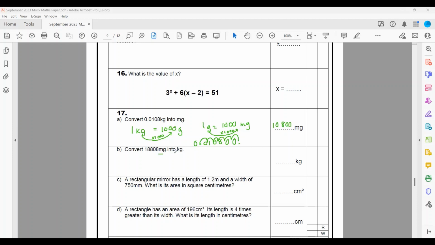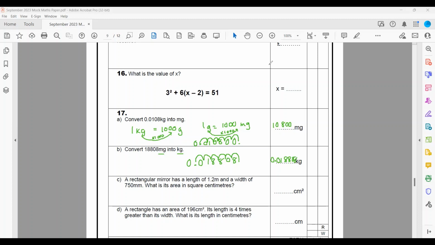Now, to convert milligrams to kilograms, we're doing the opposite. We are dividing by 1,000,000. So again, I would rewrite my number, 18808, put my decimal point here. And this time I need to move my decimal point back 6 places. So 1, 2, 3, 4, 5, 6. Add the decimal point here, put your placeholder 0 in here and your 0 here to give you 0.018808. Okay, so try and make yours a bit clearer than I have there.